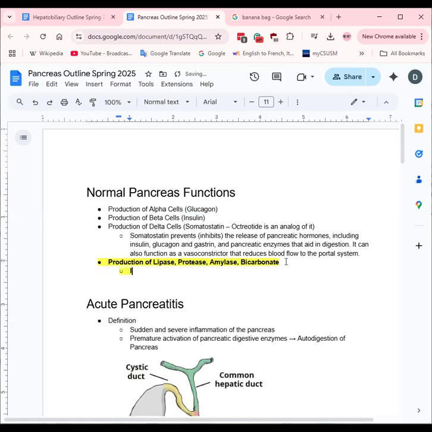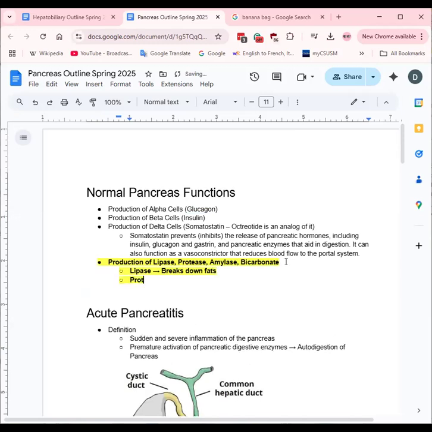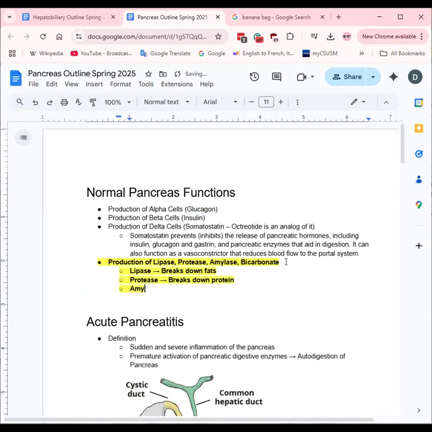So what is lipase? Lipase breaks down fats. Protease breaks down protein. Amylase breaks down starches and carbs. So as you can see, that is your macros right there. So your pancreas is heavily involved in digestion and nutrition.